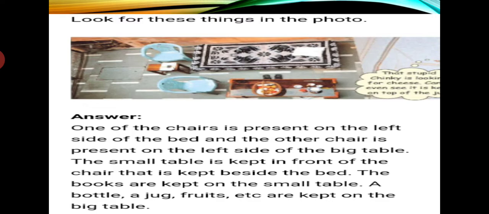One of the chairs is present on the left side of the bed and the other chair is present on the left side of the big table. The small table is kept in front of the chair that is kept beside the bed. The books are kept on the small table. A bottle, a jug, fruits are kept on the big table. These all things you can look in the photo.